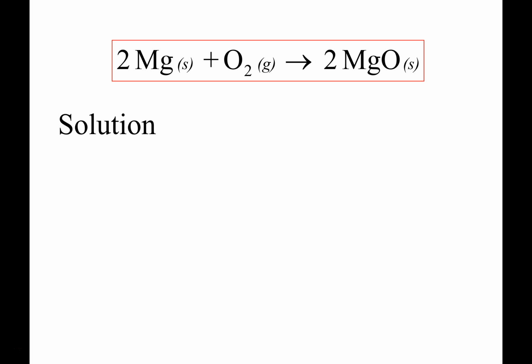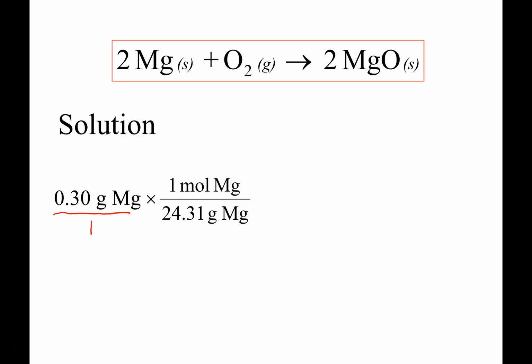Like I said, you're going to see me string them up. The first term is the mass of magnesium, 0.30 grams of magnesium over 1. I'm going to use the molar mass of magnesium from the previous slide. Since I want grams to cancel, I'm going to use the flipped version of the molar mass: 1 mole of magnesium over 24.31 grams of magnesium.